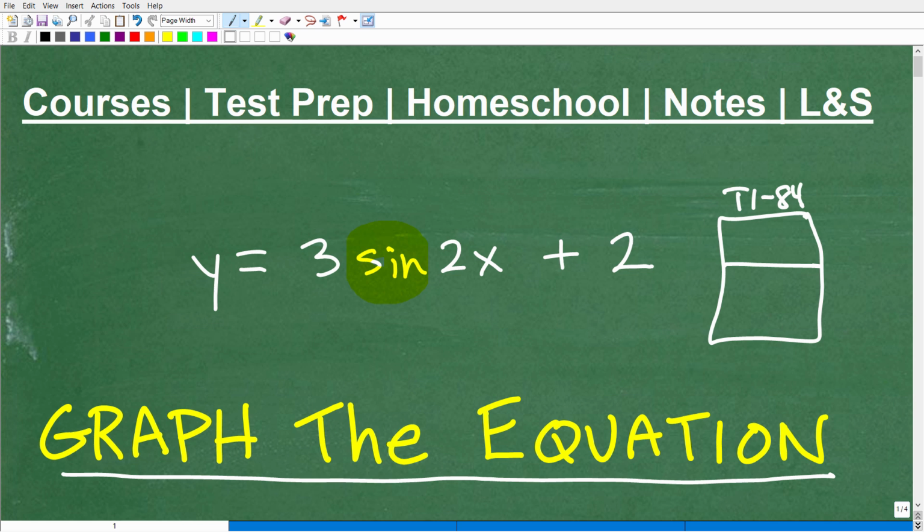But anyways, I'm going to show you the correct graph in just 1 second. And then we're going to talk about all the components of this graph, which would be what? Well, we're talking about amplitude, the period, wavelength. We're talking about shifts up or down, left or right, all this kind of good stuff. So we're going to get into all of this in just 1 second.